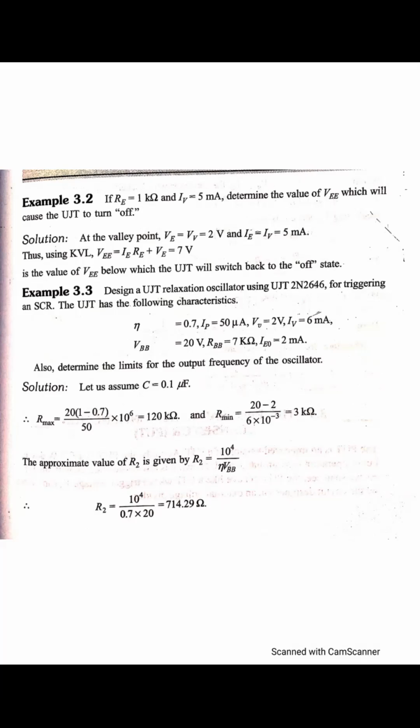So they have given intrinsic standoff ratio 0.7. The peak current IP is given, the valley voltage is 2 volts, the valley current is 6 milliamperes, VBB is 20 volts, RBB is 7 kilo ohms, and IP is 2 milliamperes. Determine the limits for the output frequency of the oscillator. So we have to design the UJT oscillator as well as determine the frequency. Designing the relaxation oscillator means finding the resistances and capacitance, R1, R2, so we need to calculate them.